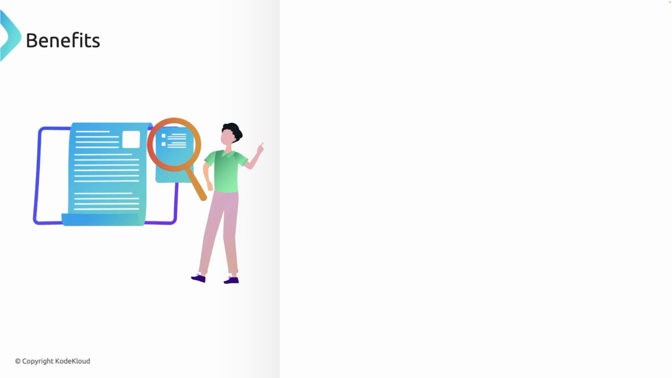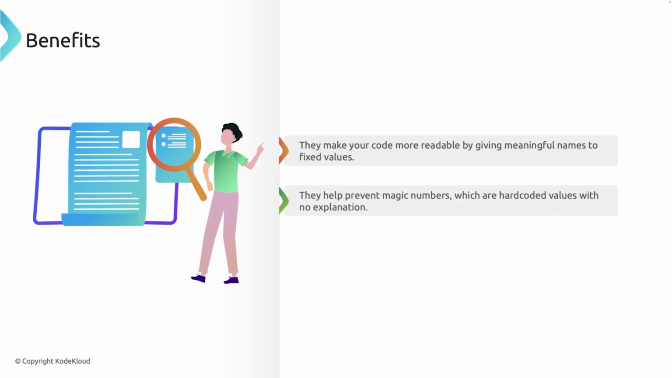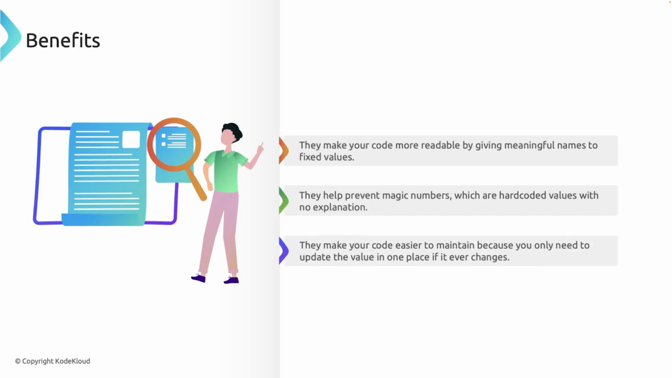Let's look at some of the benefits. First, they make your code more readable by giving meaningful names to fixed values. They help prevent magic numbers, which are hard-coded values with no explanation. They also make your code easier to maintain because you only need to update the value in one place if it ever changes.